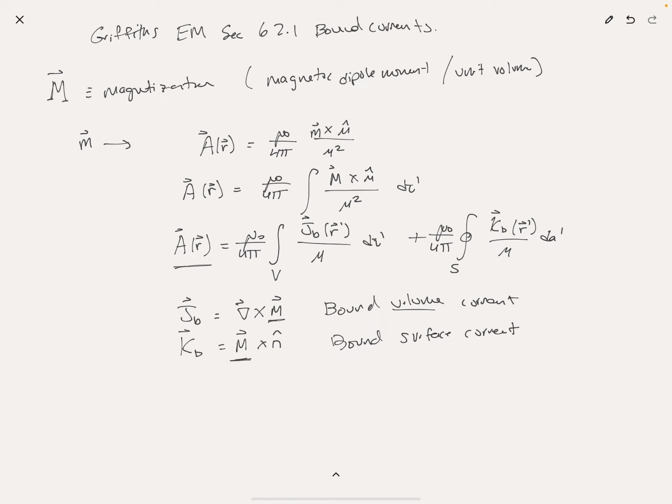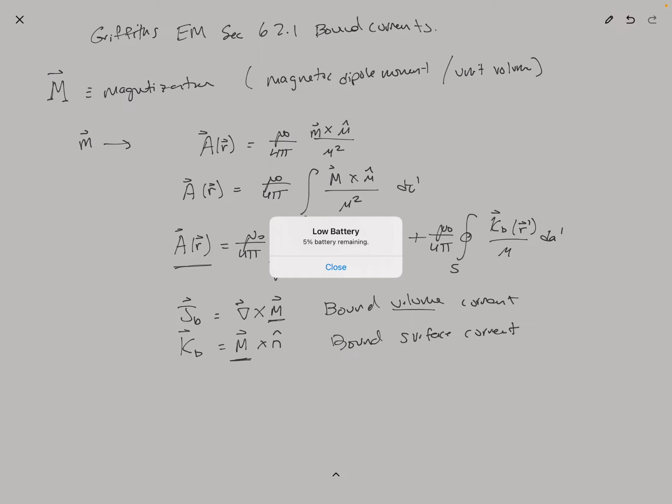And there's the same kind of physical interpretation about what a bound current is, like we did for bound charges. They exist, but they're not actually physically moving. They're just pieces of current that don't cancel out with their neighbors.